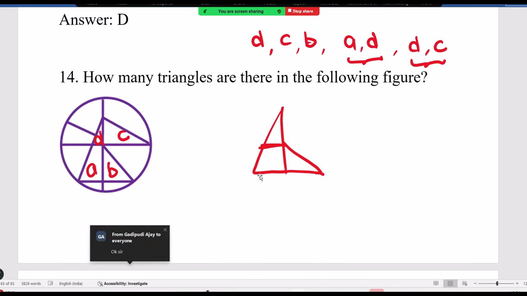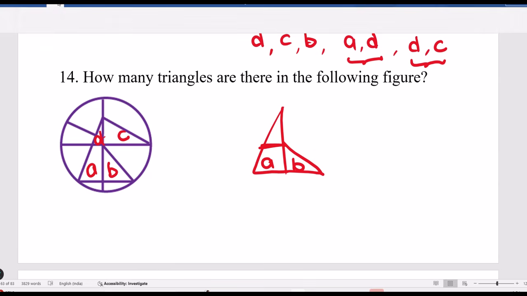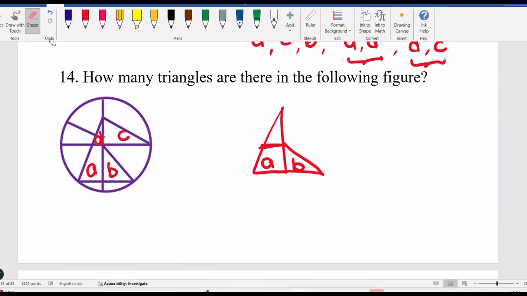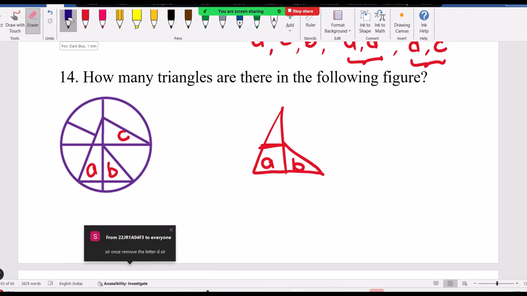Here one side is 2, but it is not a triangle. You are saying under D there are 2 triangles. Is it so? You just check. Is that a triangle? A is not a triangle here, please see. A is not a triangle, it has 4 sides. Yes, I removed the letter D. You see that.